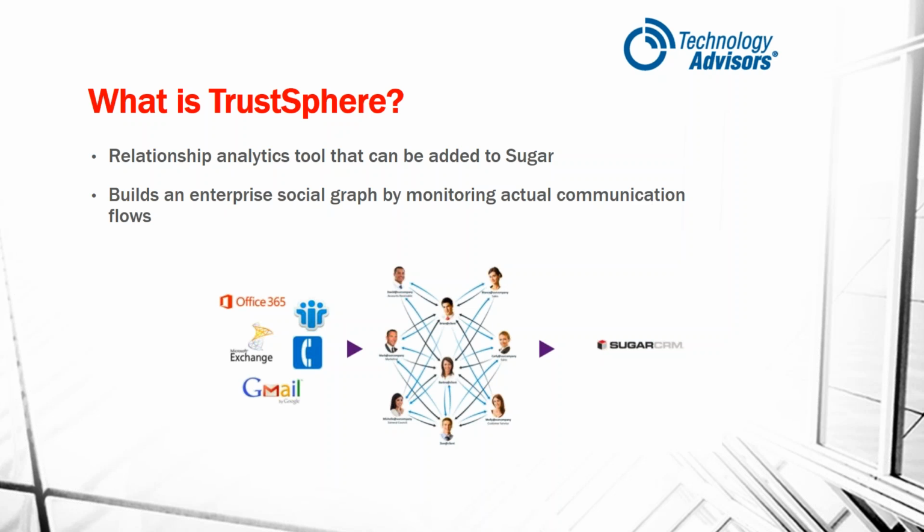So relationship analytics. TrustSphere is a relationship analytics tool that can be added to Sugar. If you don't know what relationship analytics is, it's essentially just analyzing communication streams between people within your organization and people outside your organization. So taking a look at how often, for example, I'm emailing with somebody or talking with somebody, and how often they're returning my calls or emails. TrustSphere takes that analytics data and collects it, first of all, and then turns it into usable reports and graphs that you can use to better understand how you are relating to your customers.